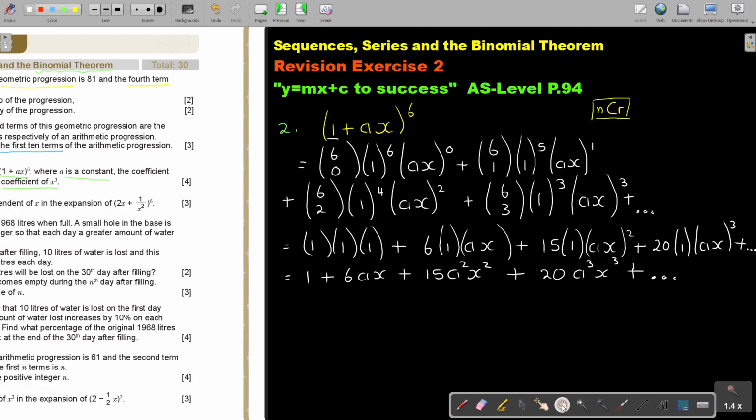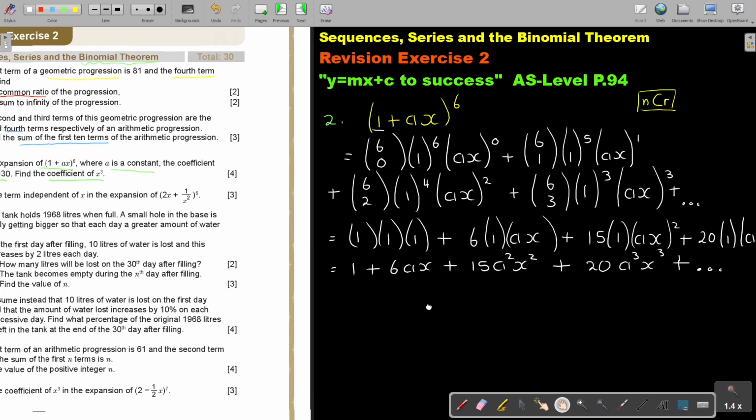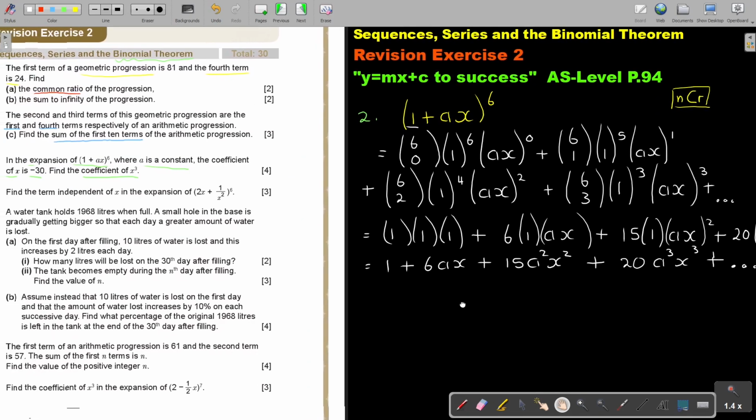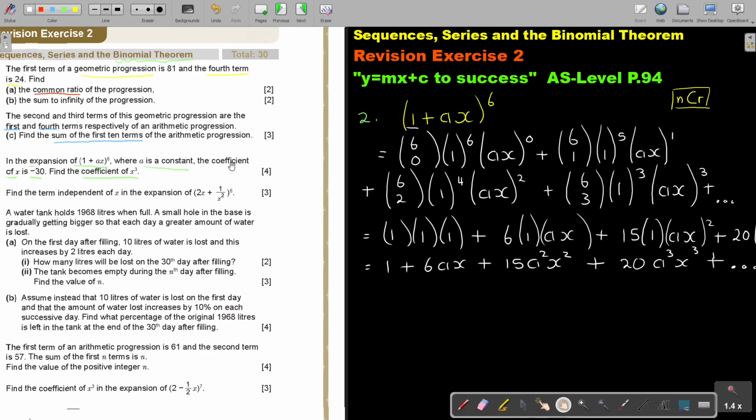Okay. Now I'm going to start with the question. Read the question again. I'm just taking it a little bit back. They say the coefficient of x is equal to negative 30. So I can go and say 6a is equal to negative 30. So I want to find the value of a. So I divide by 6, and therefore I get that the value of a is negative 5.